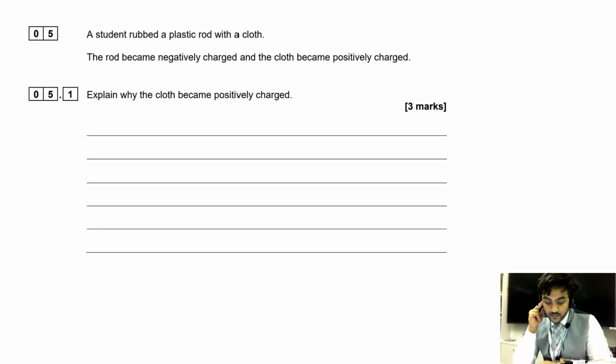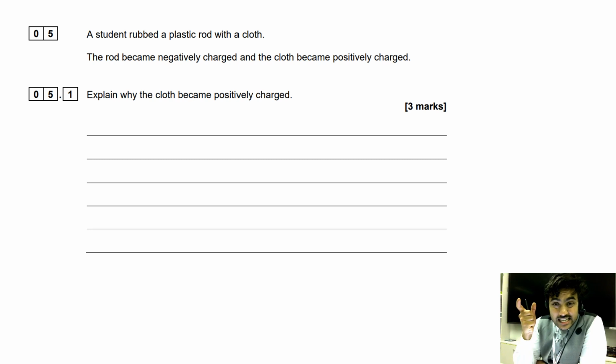Fantastic. A student rubbed a plastic rod with a cloth. The rod became negatively charged and the cloth became positively charged. Explain why the cloth became positively charged. If we think back to what we can do with a balloon, when we take a balloon and rub it on our hair, we can stick it to the wall because of electrostatic forces. When two insulators, such as the cloth and the rod, or the balloon and the hair, are rubbed together, there is a transfer of electrons.